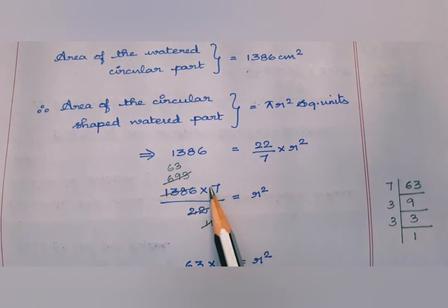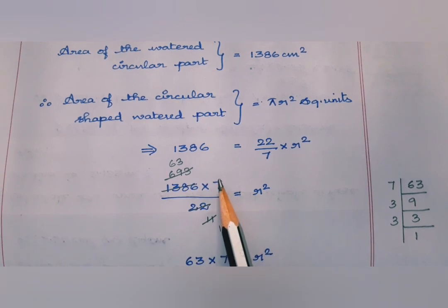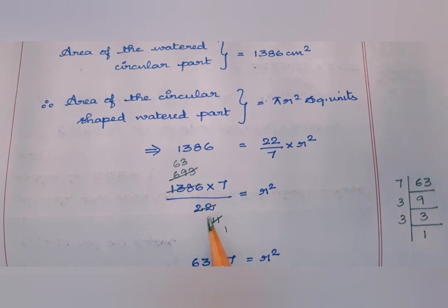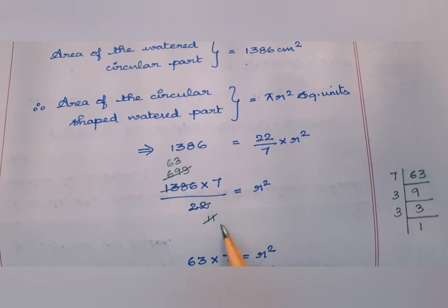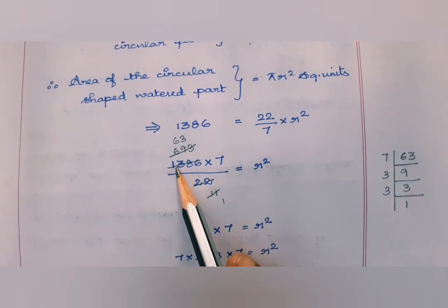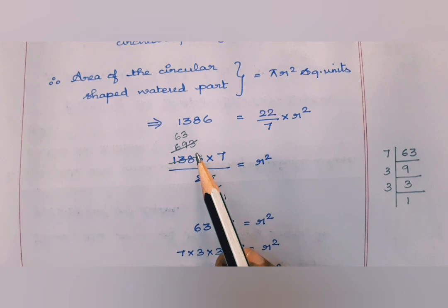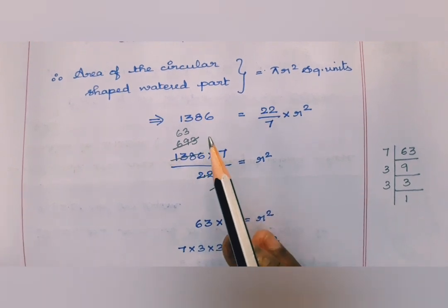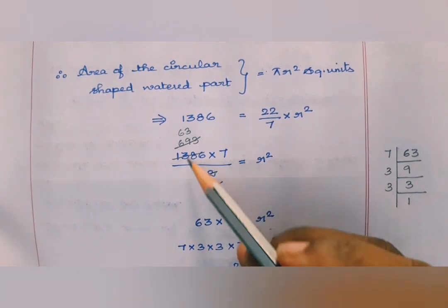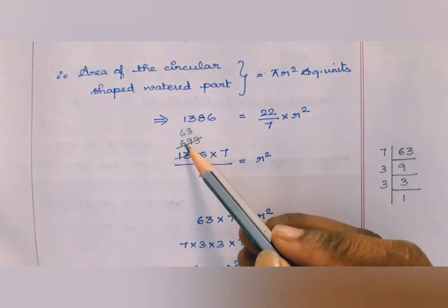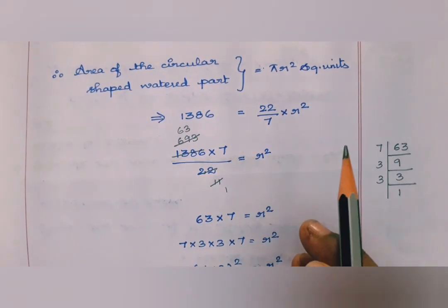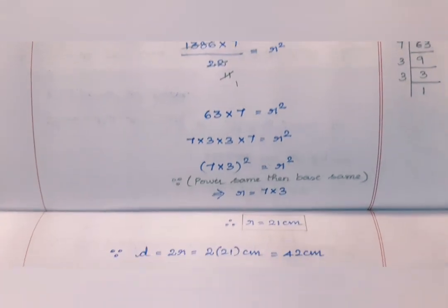1386, this 7 goes to the other side and it becomes into 7, and when 22 comes to the other side, it becomes divided by 22. Okay, so 11 2s are 22. The same way, 6 2s are 12, remainder 1, 9 2s are 18, again 6 2s are 6... Clear? Okay, fine. Next, again go with the 11 table. 1 11 is 11. 6 11s are 66, remainder 3, 3 11s are 33. Therefore, we have 63 into 7, which is equal to r square.